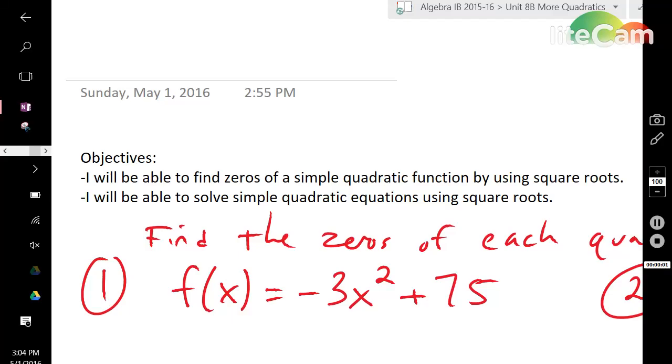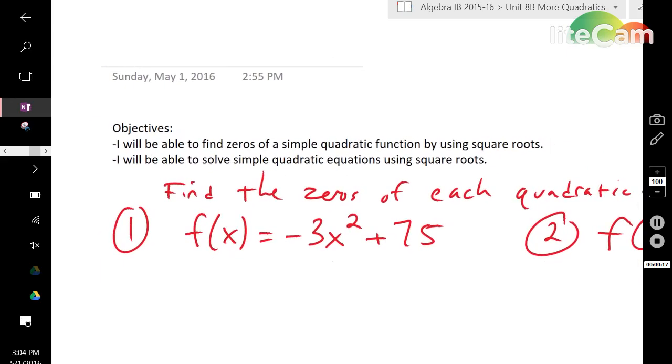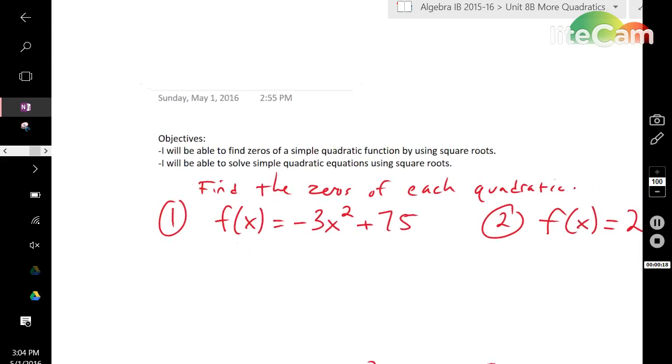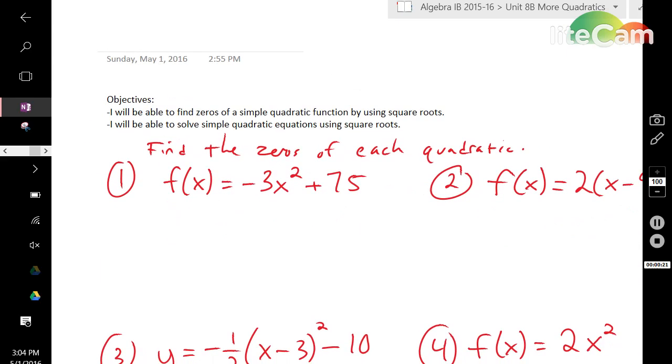The objectives of this video are being able to find zeros of a simple quadratic function by using square roots, and be able to solve simple quadratic equations by also using square roots. Square roots are used as the inverse of squaring a number. So whenever you see a power of 2, if you want to do the inverse of it, you would square root both sides of the equation.